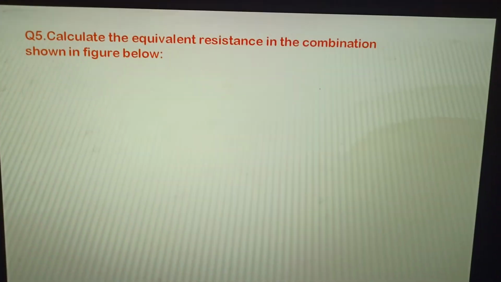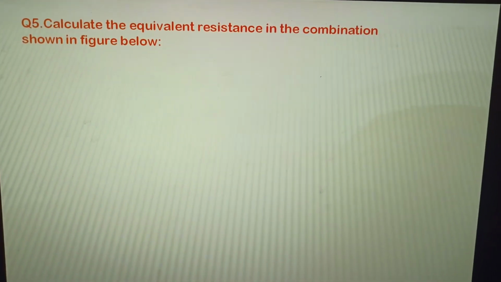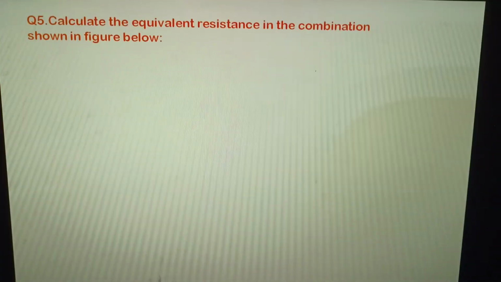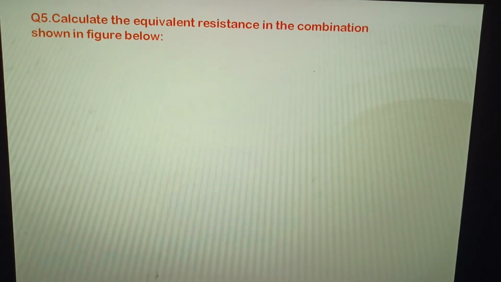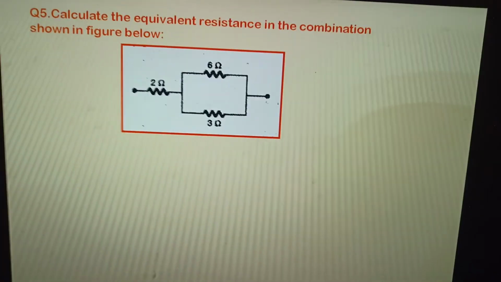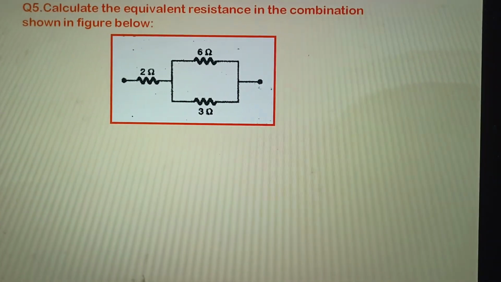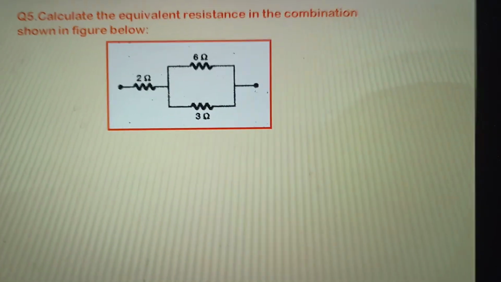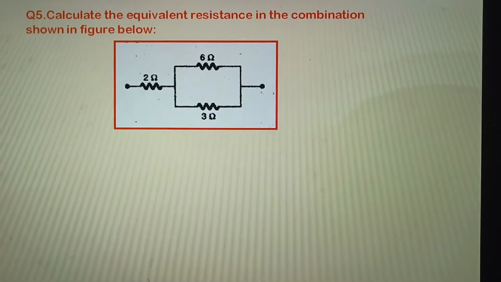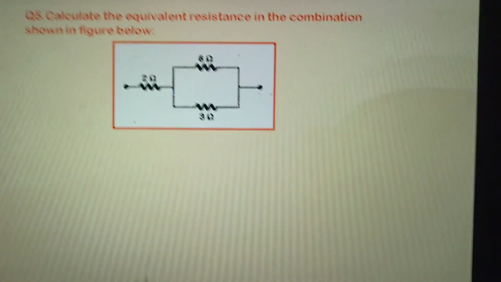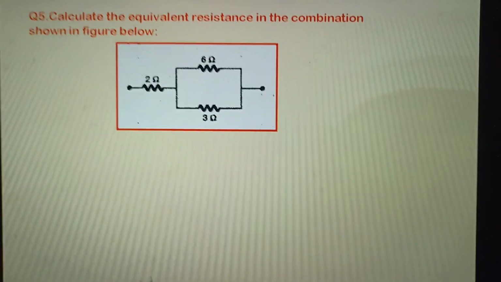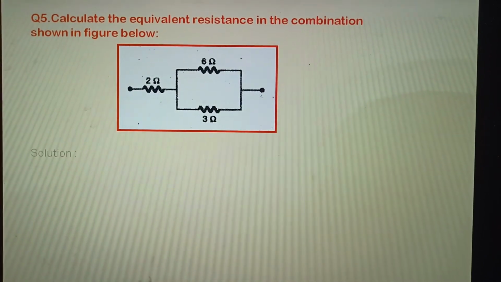Now here are some questions on the combinations. Calculate the equivalent resistance in the combination shown in the figure. Let us see the combination first. Here is the combination. We have read about the parallel and the series combination, but the questions come on this type where you are given both a parallel and a series combination.